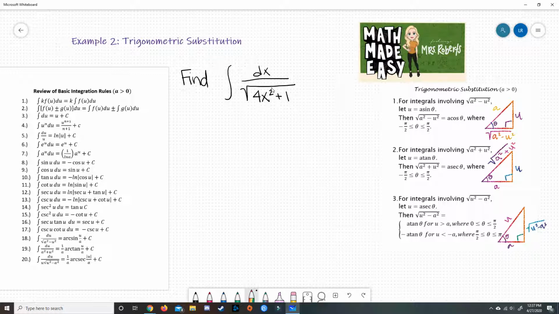Now, the other thing that I like just to keep next to me at all times is this review of basic integration rules, because if I can find something on here, it makes my life a heck of a lot easier. So I'm looking at this and I've got the square root of something squared plus something squared. As I look down at 18, 19, and 20, I don't see anything in exactly that same format. And so I'm going to have to use one of these rules here. Now we're going to draw special attention to this.